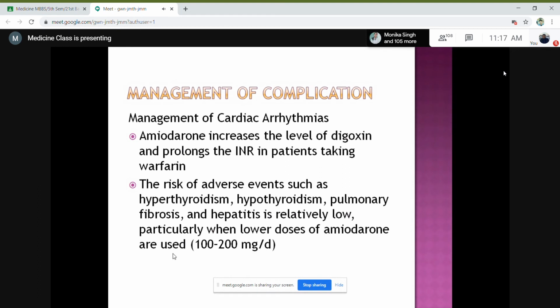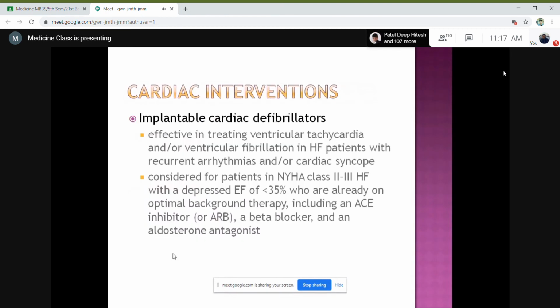There can be thyroid dysfunction, either hypothyroidism, pulmonary fibrosis, hepatitis. Okay, but whenever it is given in a lower dose of around 100 to 200 mg per day, the risk of these adverse drug reactions is lowered. Okay, so it has to be given at the dose of 100 to 200 mg per day to reduce the risk of adverse events. Okay, so now regarding the cardiac intervention.